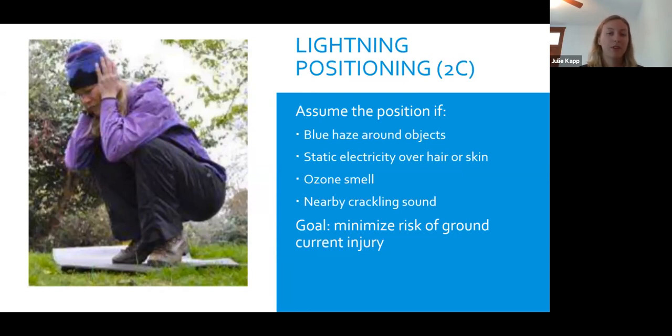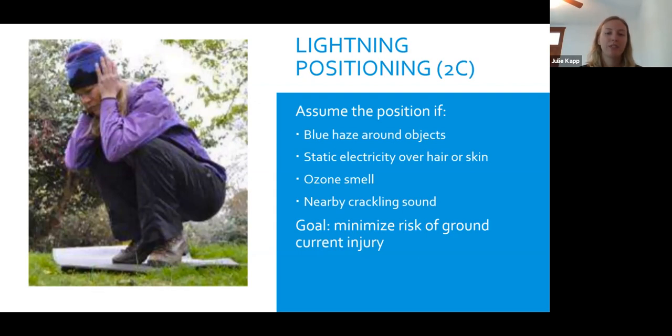It's also important to note this position is a last resort and should only be used when all other lightning prevention strategies have failed. Some signs of an imminent lightning strike that a person can observe would be a blue haze around objects, static electricity over hair or skin, an ozone smell, and a nearby crackling sound. The goal of this positioning is to minimize the person's risk of a ground current injury.